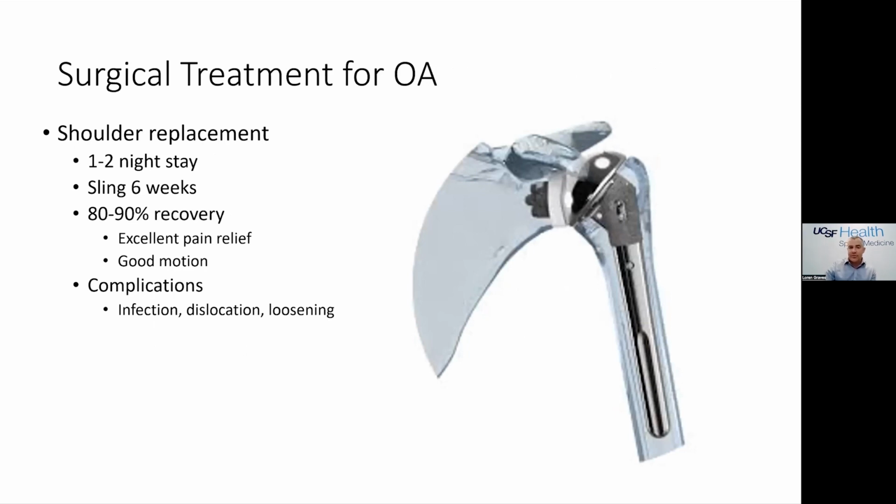Surgical treatment for shoulder arthritis tends to work. Most people stay overnight in the hospital. They wear a sling for 6 weeks, and they'll have about 80 to 90% recovery with excellent pain relief. Complications are really rare. About 1 to 2% of patients will have a complication, but for most patients, it's very much like a hip replacement. It tends to work really well.